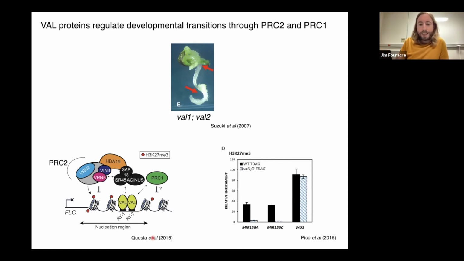And then we have an indication that they might function in phase change, in that loss of Val1 and Val2 also leads to a reduction in H3K27 at 156A and C. So we know Val genes interact with PRC1 and PRC2. They're involved in developmental timing or developmental transitions throughout the life cycle of a plant, and they have some role at A and C in terms of their regulation. So potentially they were pretty good candidates for supplying this temporal signal into the regulation of phase change.